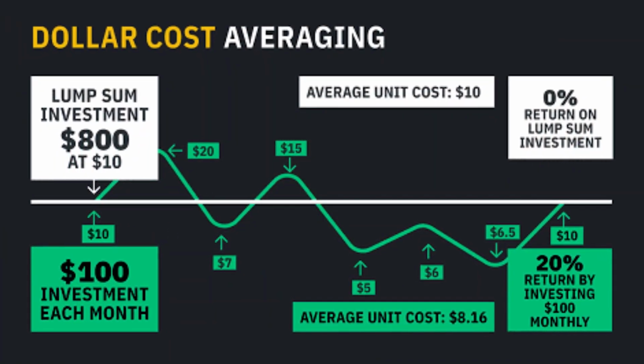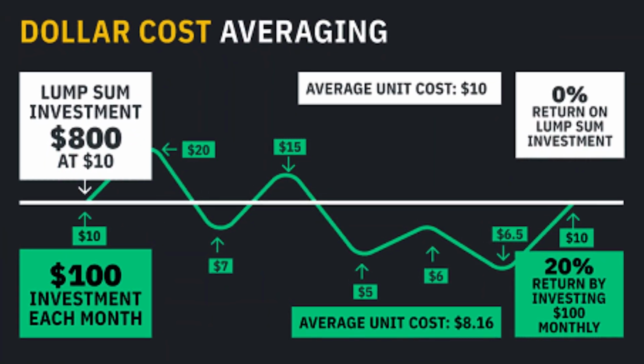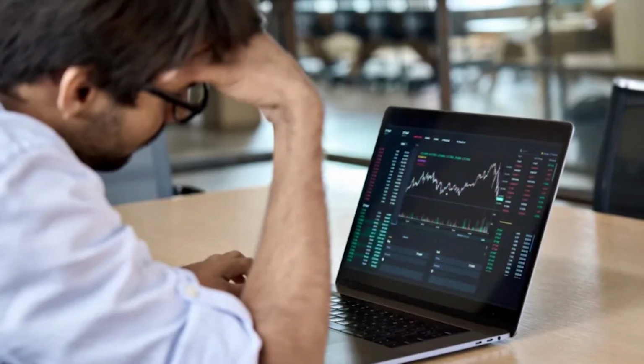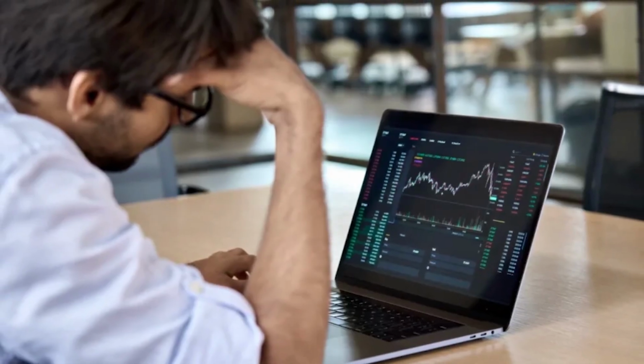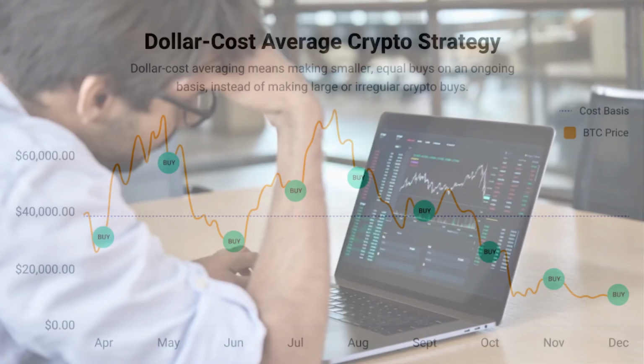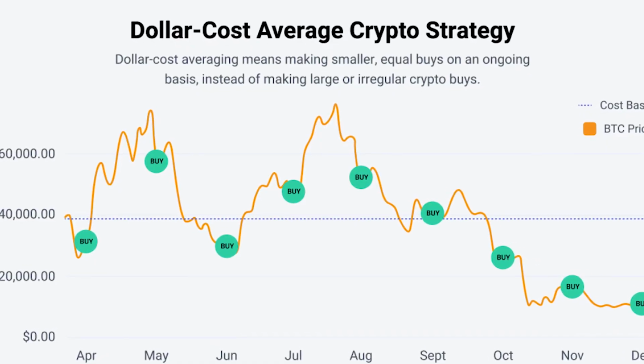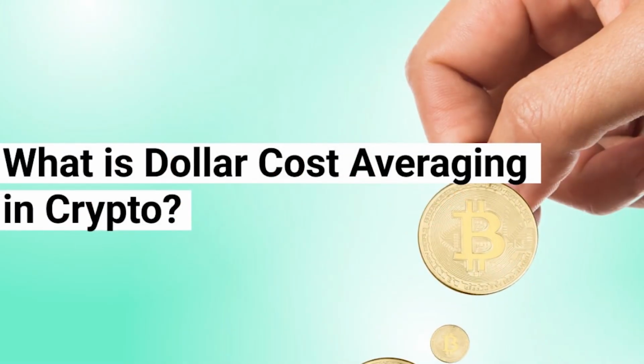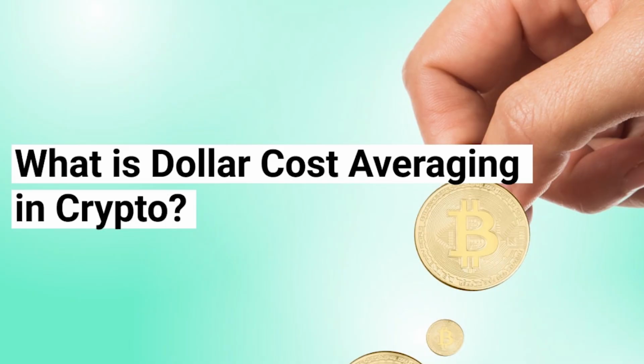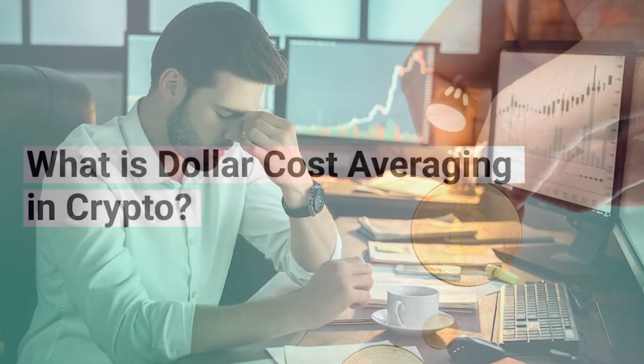Step 3 is to choose your interval. For traditional stocks, monthly investing is common, but because crypto can move so quickly, many investors prefer a weekly schedule to capture more price points. Weekly or bi-weekly investments tend to work well, but you can also stick with monthly if that's easier for your budget. What matters most is consistency.